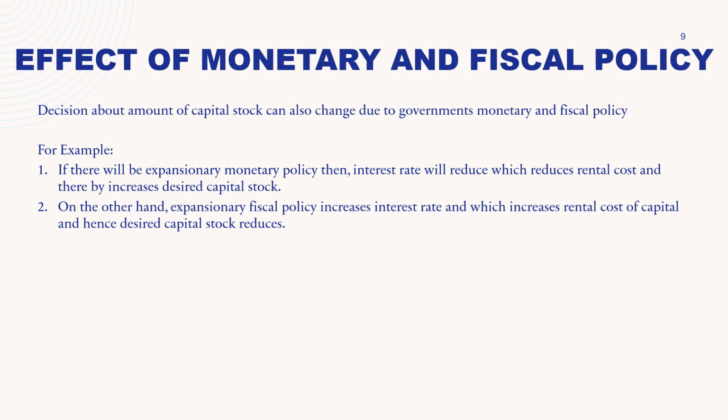For example, if there is an expansion in monetary policy, then the amount of real money stock will increase, which leads to a decrease in the interest rate, which reduces the rental cost, as the interest rate is directly proportional to the rental cost, and thereby increases desired capital stock. Whereas expansionary fiscal policy leads to an increase in the interest rate, which leads to an increase in the rental cost of capital, and hence desired capital stock reduces.